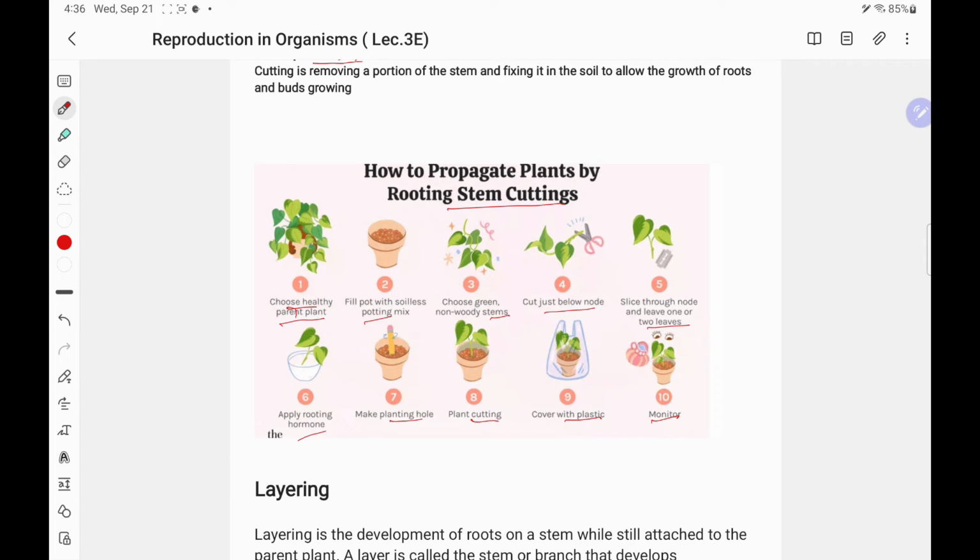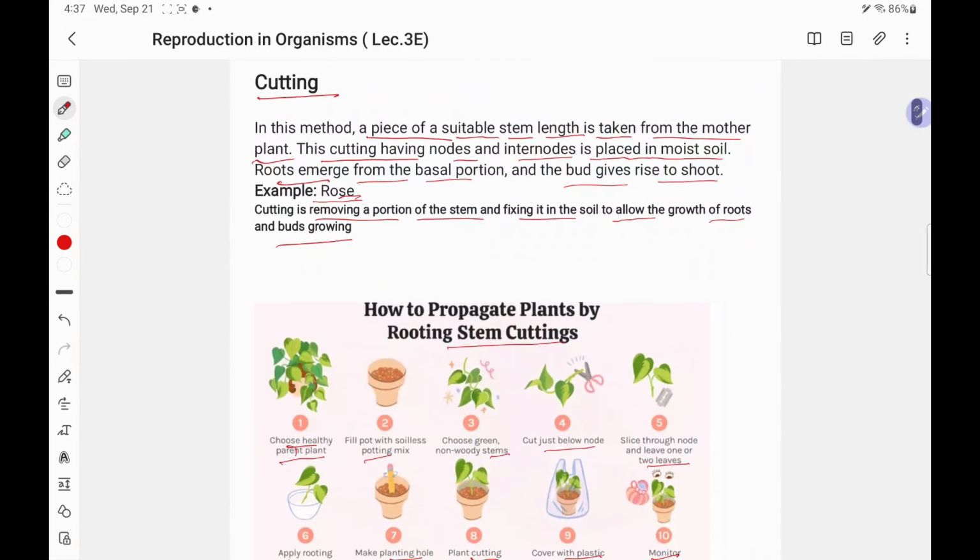Cutting: removing a portion of the stem, fixing it in the soil, and allowing it to grow roots and buds. These are the steps used for cutting, and this may apply to the rose plant also.